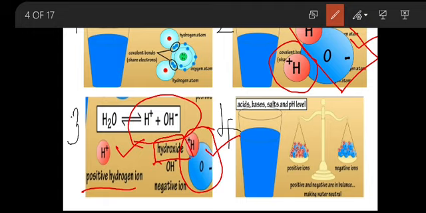In the hydroxide bonding, O represents the negative. The blue ball carries the minus. Minus means negative. The negative sign is present in the oxygen ball. So that is why my hydroxide ion will be negative.